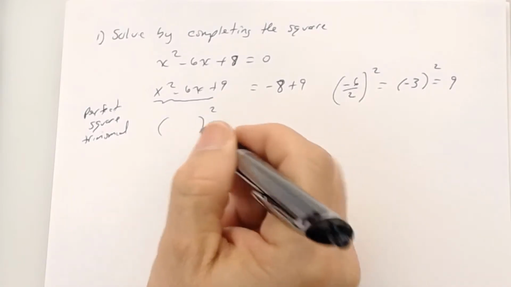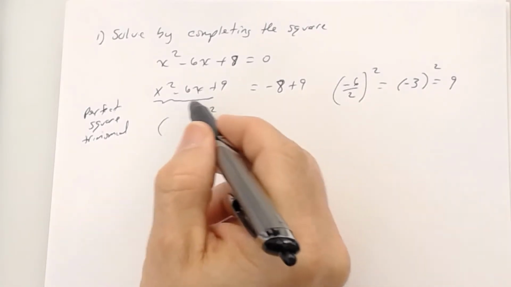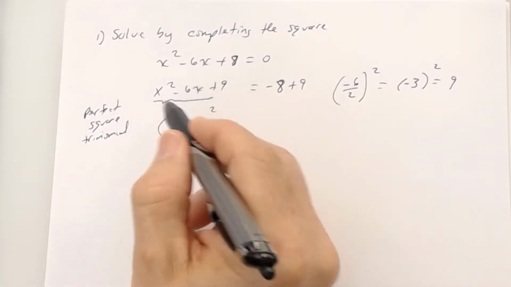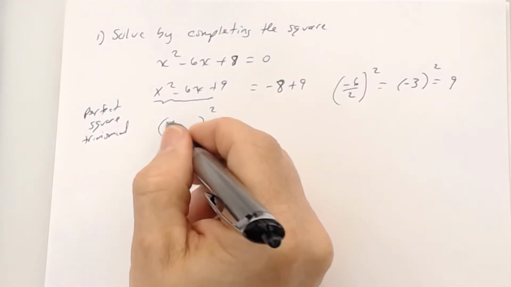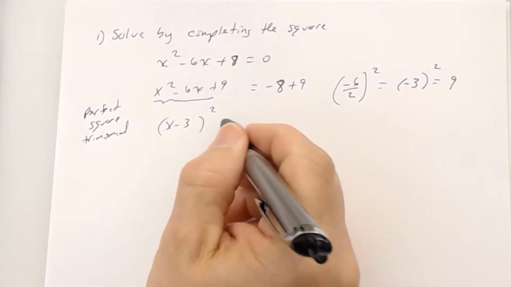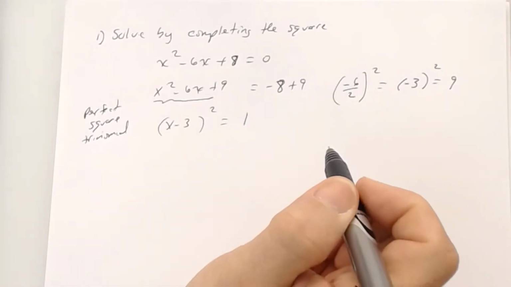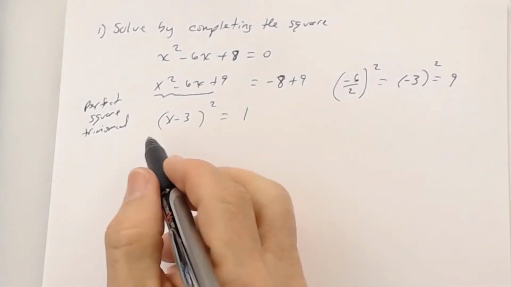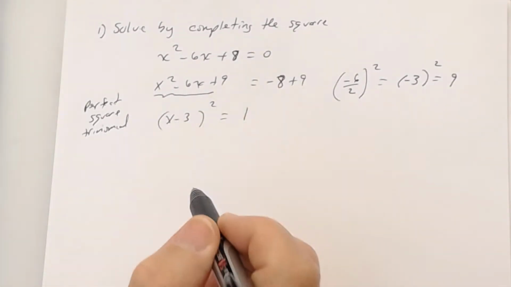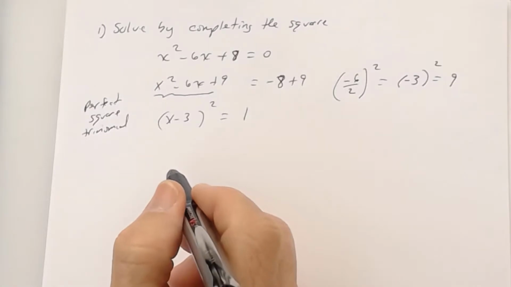So what do you think is that binomial? How are you going to factor this? What is this factored? X minus 3 squared. And that's going to equal what? 1. All right, so that's where we're at. Now, what property am I going to use next to get x by itself to solve for x? The square root property.